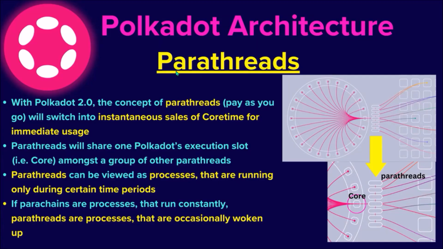The other way to obtain core time on one of Polkadot's cores is the parathreads model. With Polkadot 2.0, the parathreads model is shifting into instantaneous sales of core time for immediate usage. So parathreads can be viewed as processes that are running only during certain time periods. So using that analogy of Polkadot being a supercomputer, parathreads are processes that are woken up only occasionally, whereas parachains are processes that run constantly.